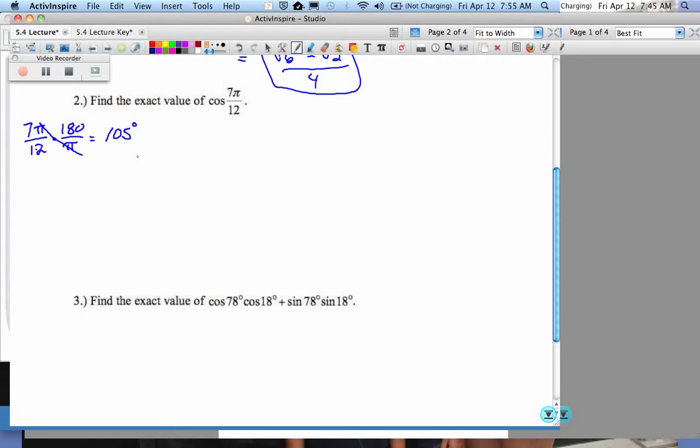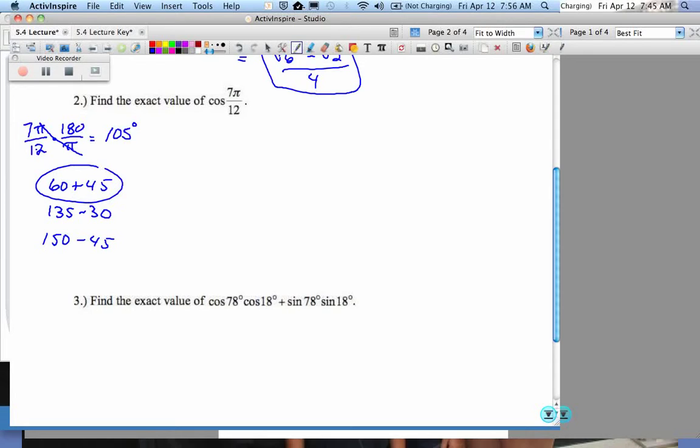So where's 105 on the unit circle? It's not. So give me two numbers off the unit circle that add up to 105. Or subtract, I should say. Either way, whatever you want to do. 45 plus 60. 60 plus 45. What else? 135 minus 30. 150 minus 45. Lots of options.